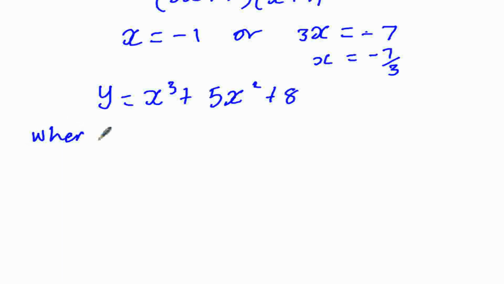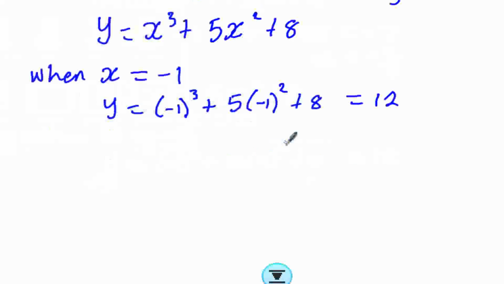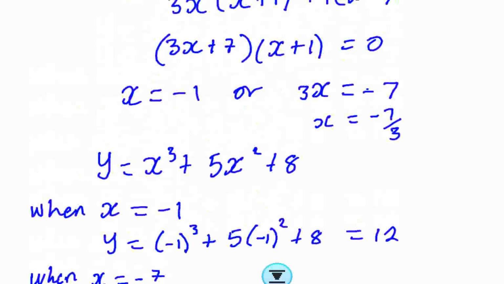Substituting the values of x, when x equals -1, our y will be negative 1 cubed plus 5 into negative 1 squared plus 8. This is negative 1 cubed, that is negative 1, this is 5, 5 plus 8 is 13, then minus 1, it is 12. After getting that for x equals negative 1, we also do the same for when x is equal to negative 7 out of 3, the second value of ours.